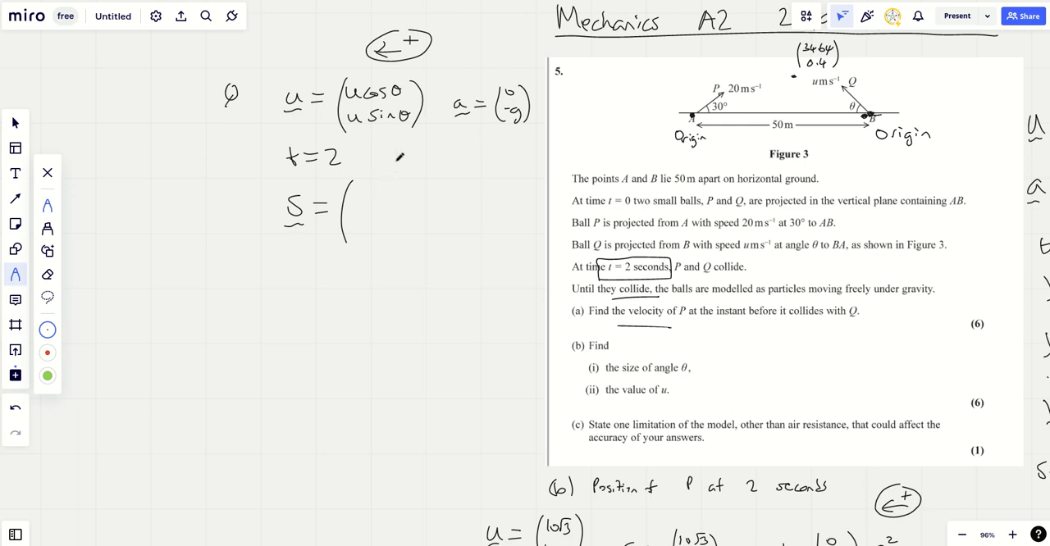And what is 50 minus 34.64? It is, of course, 15.36. And we've got 0.4 because it's going to be the same y component for both. It's just that you've got to think about it going in that direction. And so now we should be able to work out u and theta. Yeah, so let's do it.